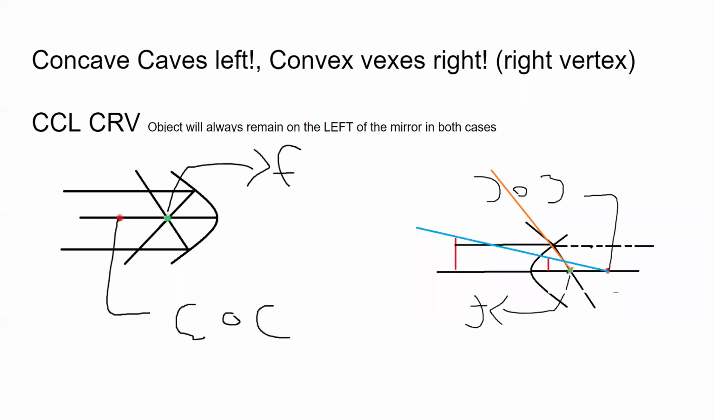I noticed that CRV can be a bit difficult if you find it difficult to imagine that the vertex is forming at the right when you see it at the left. But then you can just use CCL, concave caves left, and because it caves to the left, the opposite must be true for convex, and you just flip it. And even the focus and the center of curvature and everything end up being flipped. So if you can draw a basic diagram of the focus and the center of curvature with a concave lens, and you flip it, you can get the same diagram for the convex version.